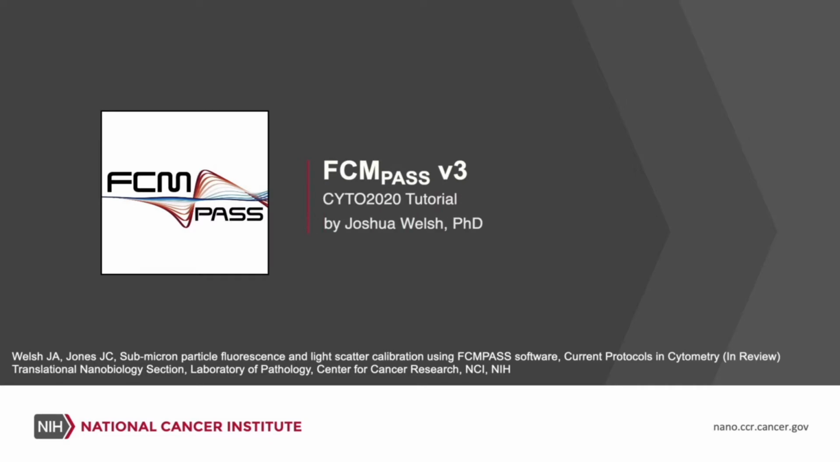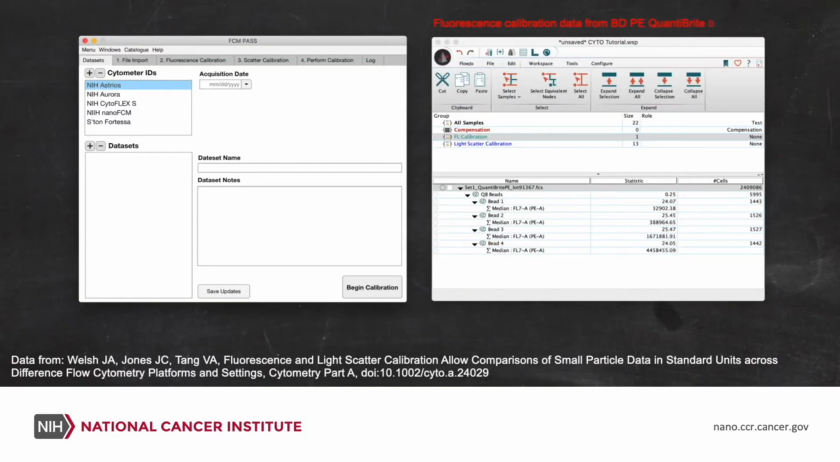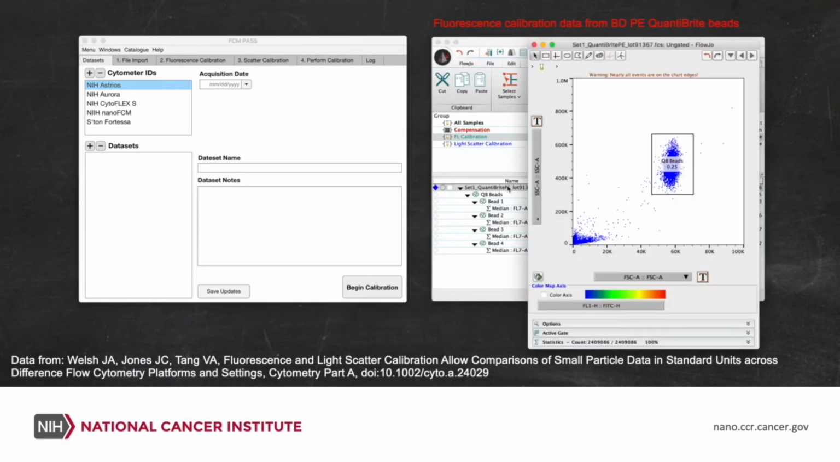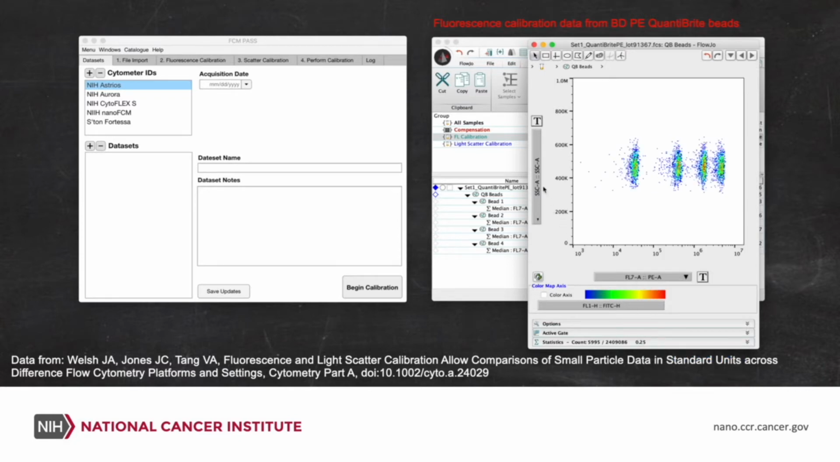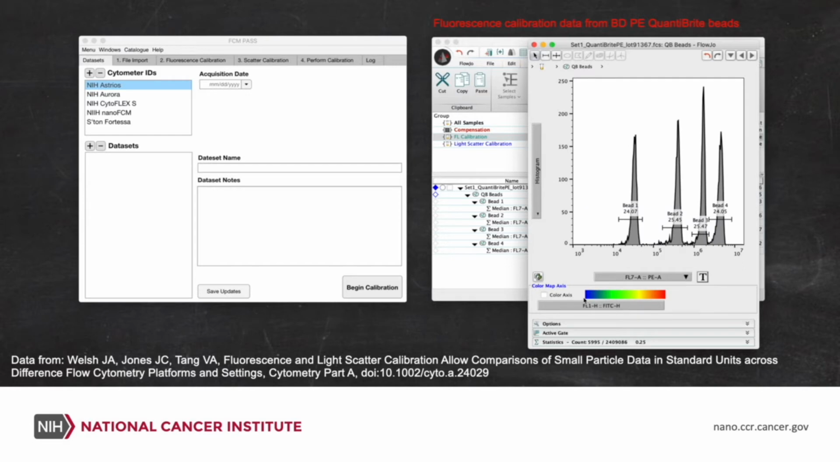So today I want to take you through calibrating a dataset from start to finish with the FCMpass software. This is the new version 3 software. So these are some BD Quantibrite MESF beads, and I'm just going to show you how they were gated. So we're gated on forward scatter and side scatter here. And we'll just look at the PE channel and turn this into a histogram. And you can see each of the gates for the beads.